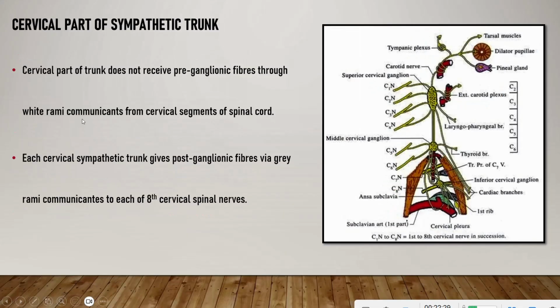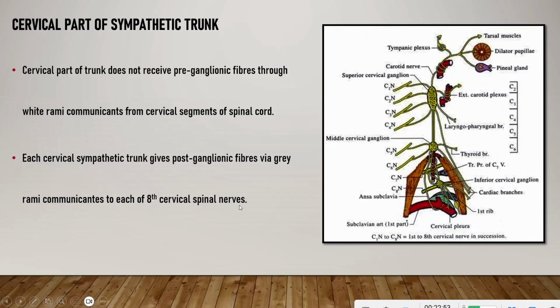Now, the cervical part of the sympathetic trunk does not receive preganglionic fibers through white rami communicantes from the cervical segments of the spinal cord. So each cervical sympathetic trunk gives postganglionic fibers via the gray rami communicantes to each of the 8 cervical spinal nerves.